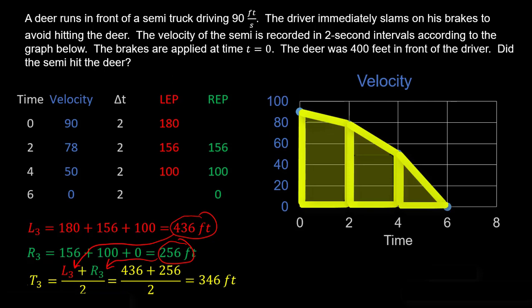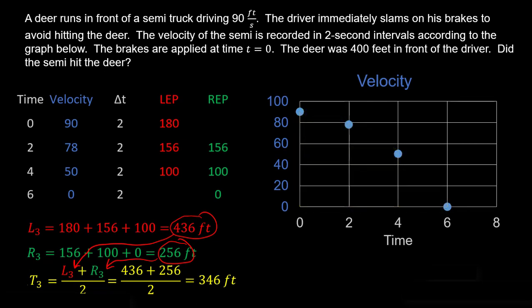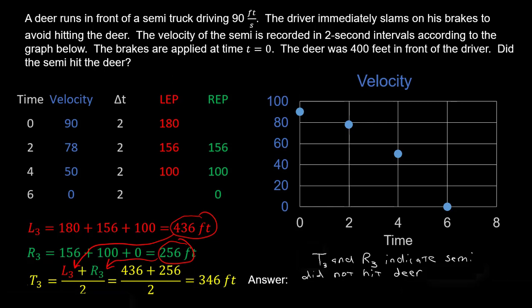So finally we got enough information at least to take a stab at an answer here. So for our answer here, what we could say is that our T3 and R3 indicate the semi did not hit the deer because both of them are less than 400 feet. However, our L3 indicates that we went 436 feet, which is beyond that 400 feet where the deer was. So our L3 tells us that our data allows the room for the potential that the semi did actually hit the deer. So our overall answer is that we are uncertain.